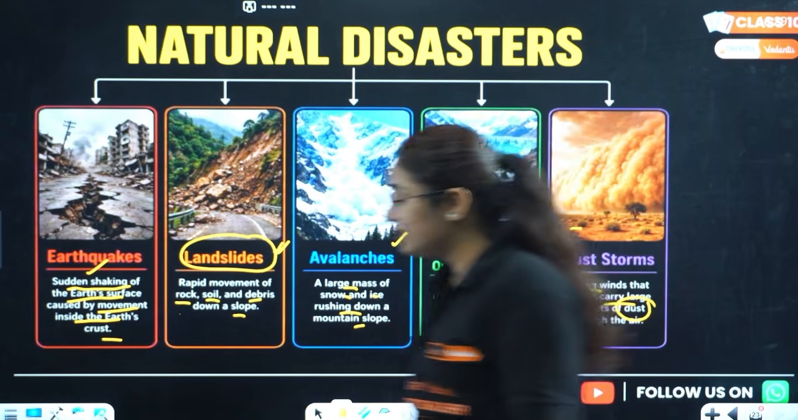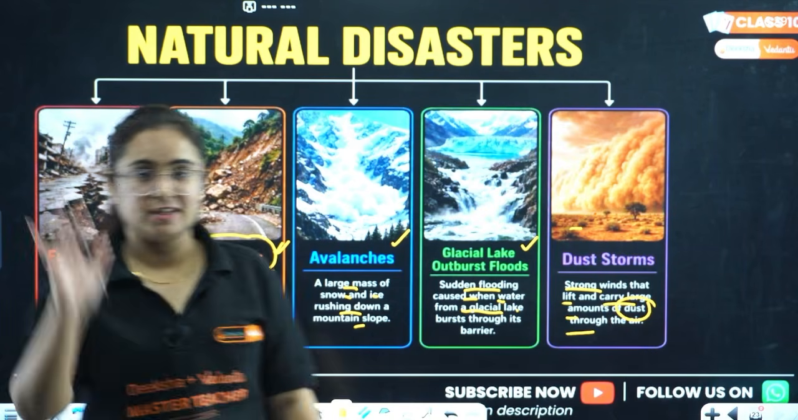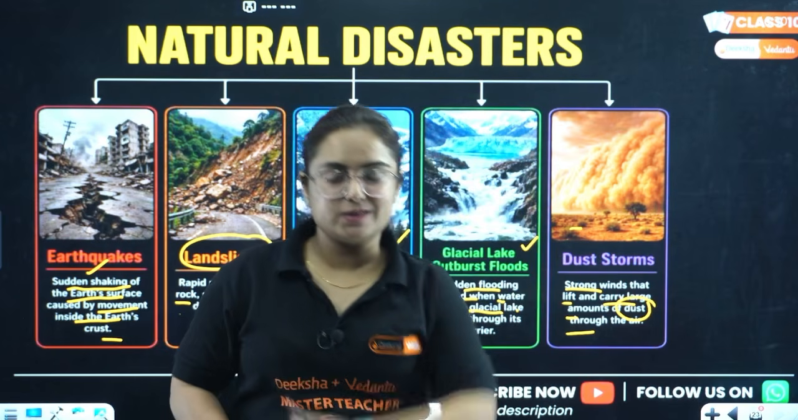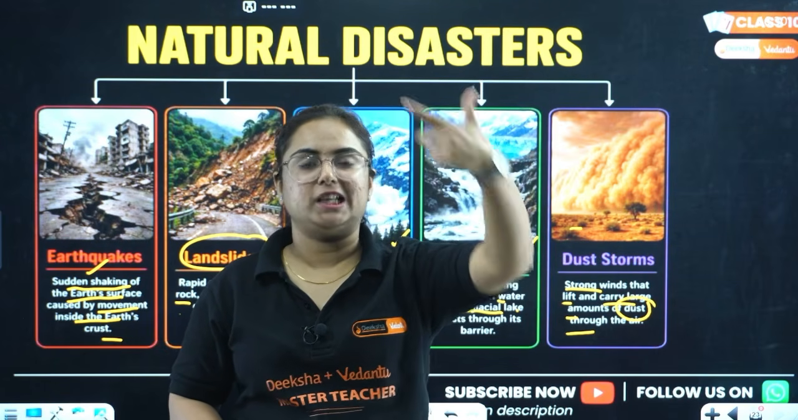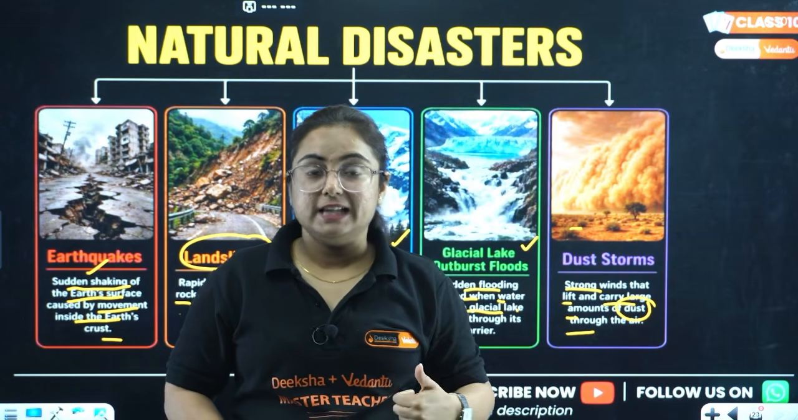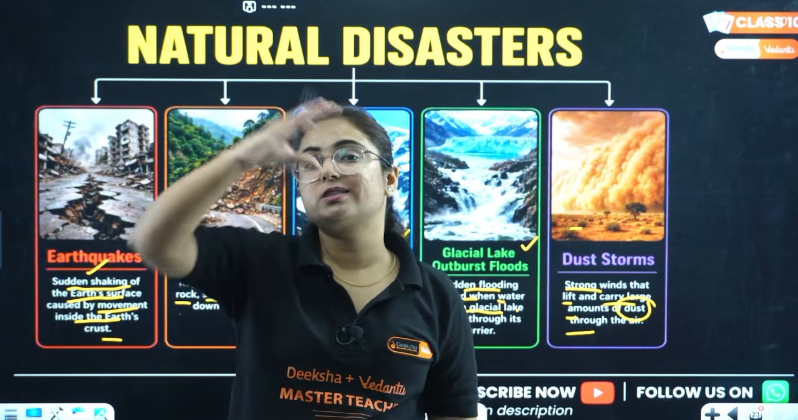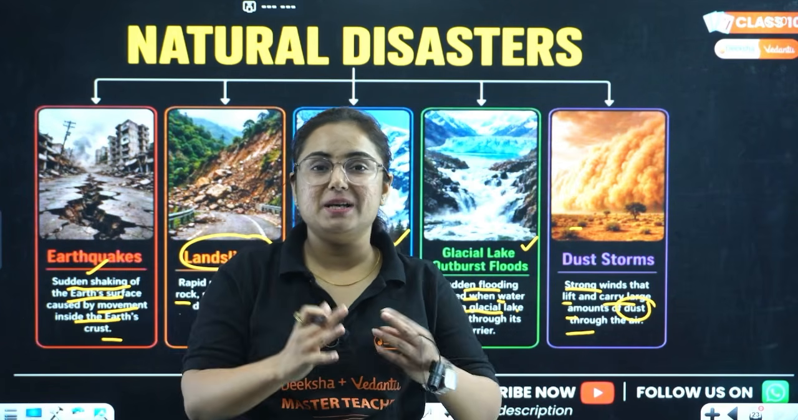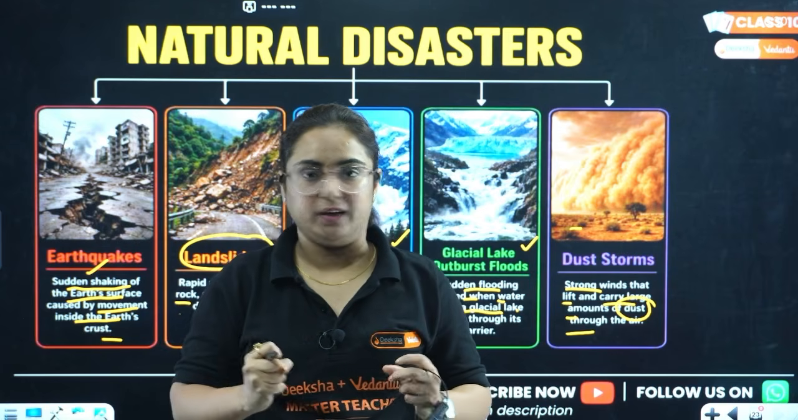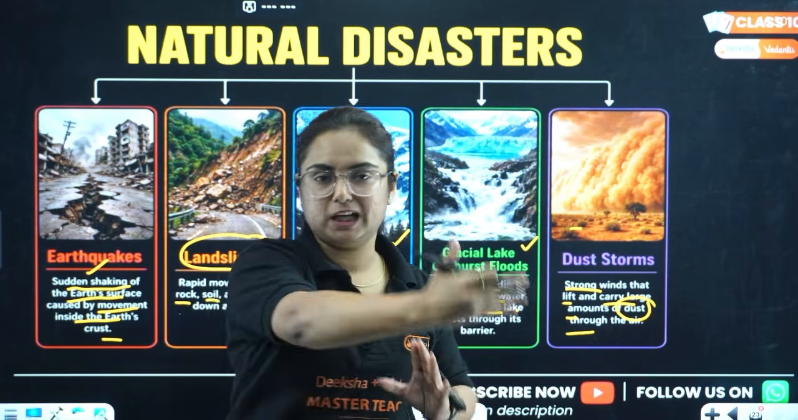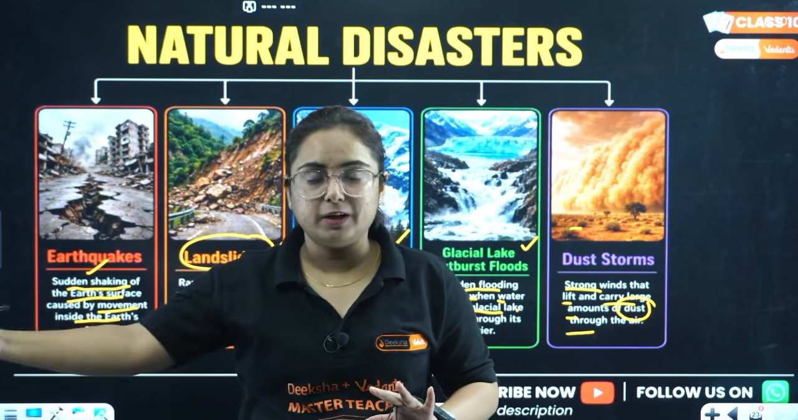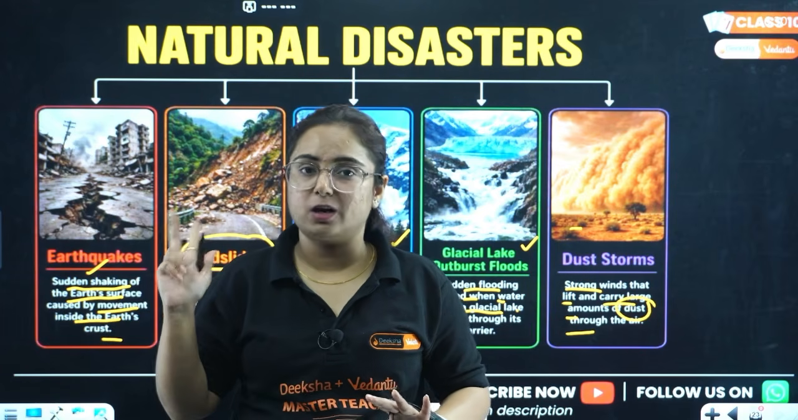So what we studied in today's session: first, we started with the interiors of the earth, which consist of crust, mantle, and core. Then we understood certain features like weathering and erosion. Weathering is degradation, the breaking of rocks. Then we saw erosion, which is taking away. In this process, two things are happening.